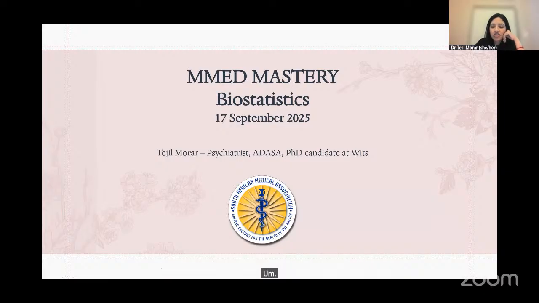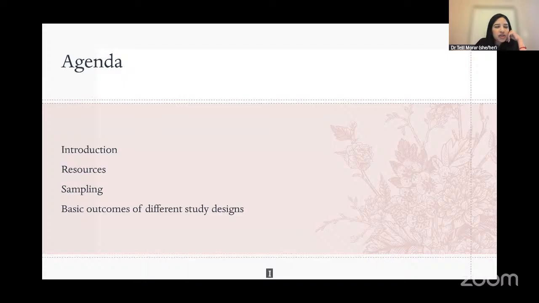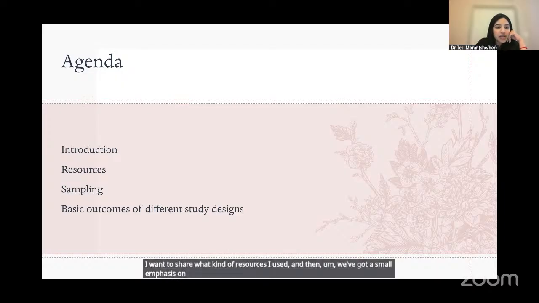But getting straight into the presentation, because we don't have that much time, I've got a quick introduction. I want to share what kind of resources I used, and then we've got a small emphasis on sampling, and then the basic outcomes of different study designs.